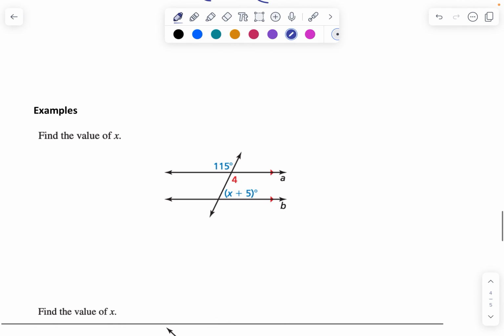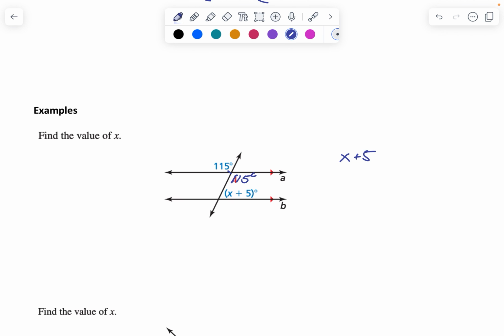So we're going to have to do some problems. Now, when we do these problems, check and make sure they're right, but there's different approaches you can take. So some people in class said, oh, this is 115 because it's vertical, right? And then we know that x plus 5 plus 115 equals 180. And they solved it that way. So x plus 120 equals 180, x equals 60.